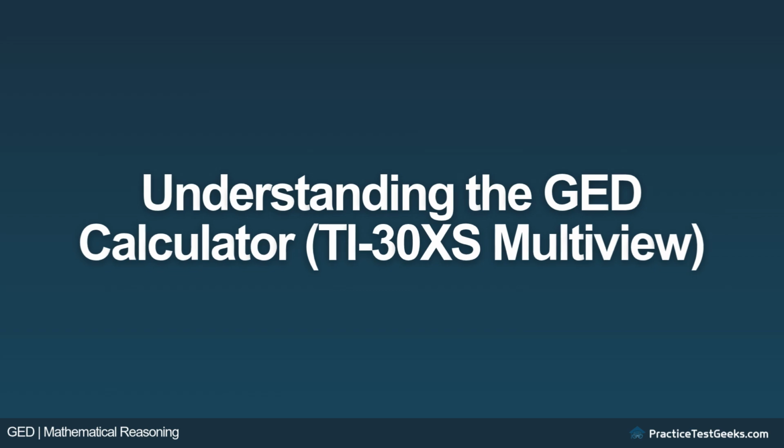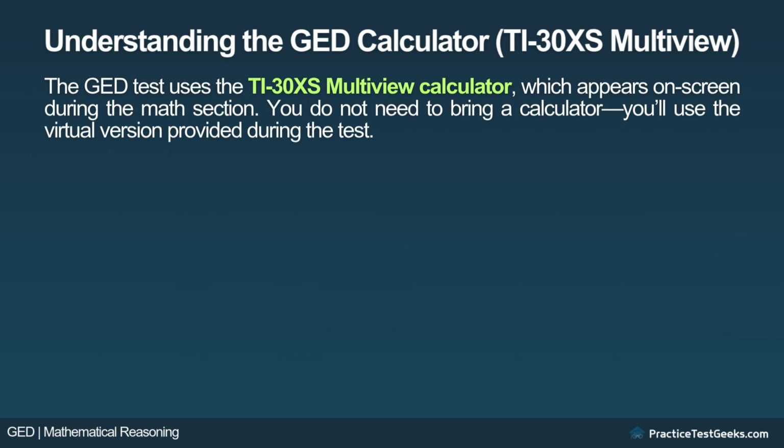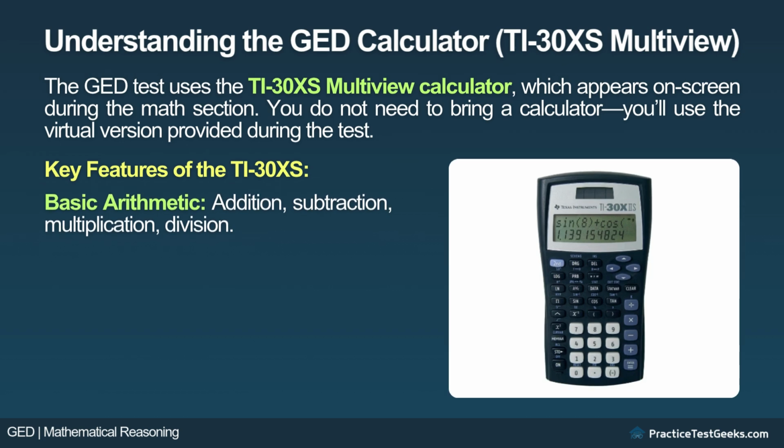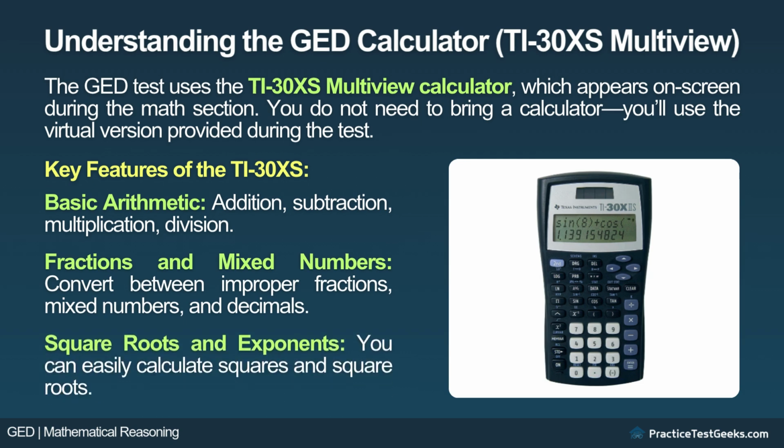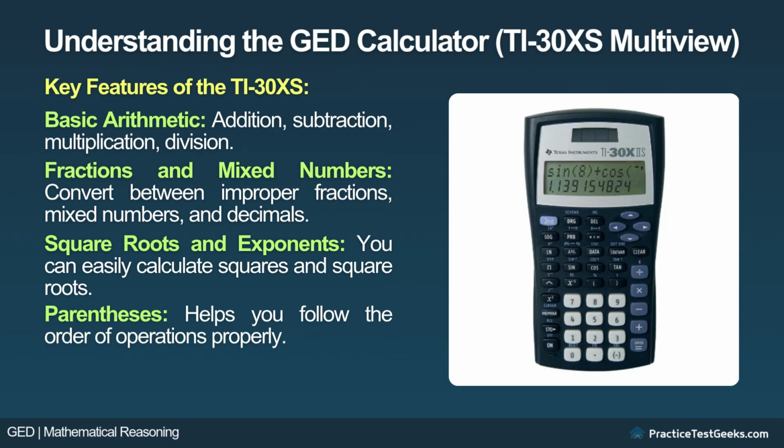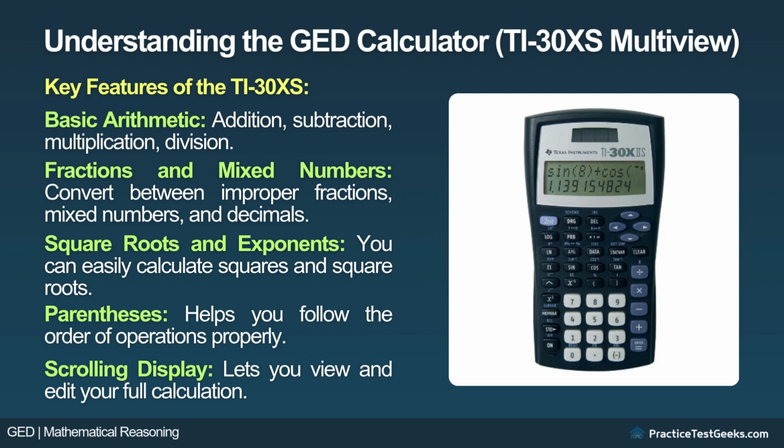On the GED math test, you'll use the TI-30XS MultiView calculator, which appears right on the screen during the exam. You don't need to bring one. They provide a virtual version for you to use. Key features to know: basic arithmetic, add, subtract, multiply, and divide. Fractions and mixed numbers: easily switch between fractions, decimals, and mixed numbers. Square roots and exponents: quickly calculate powers and roots. Parentheses: helps you follow the correct order of operations. Scrolling display lets you review and edit full calculations. No need to retype everything.